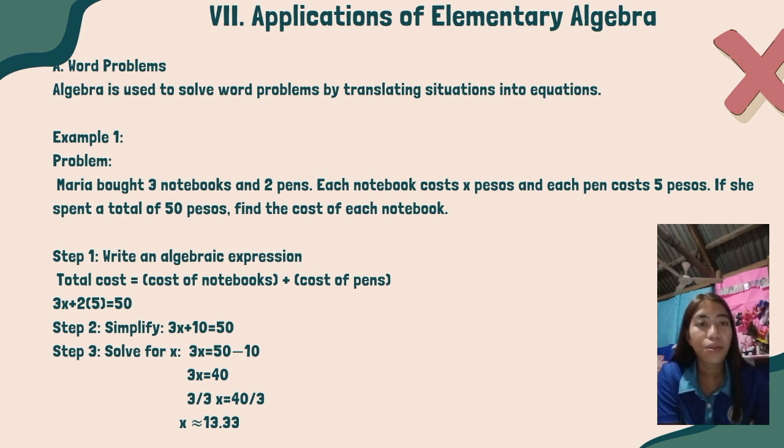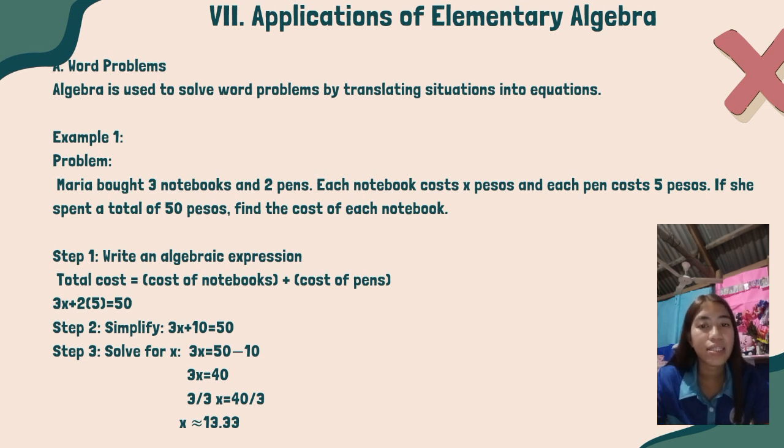So first, 3. Maria bought 3 notebooks, and each costs X pesos, so we multiply 3 times x, that would be 3x. And then plus 2. Maria bought 2 pens, and each pen costs 5 pesos. So we need to multiply 2 by 5, which is 2 open parenthesis 5 close parenthesis, equals, of course, if she spent a total of 50 pesos, equals 50.